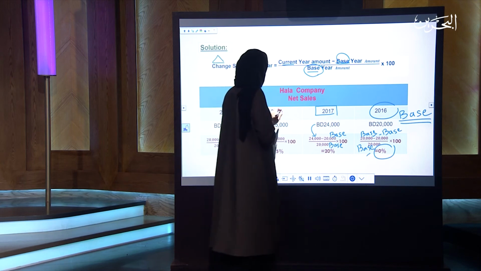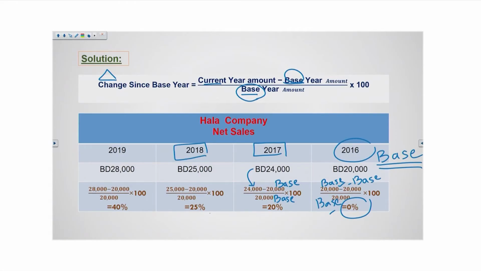In 2018, this is the current year. We have 25,000. We will apply it in the formula. 25,000 minus 20,000, which is the base year, over 20,000, also the base year. Multiply by 100, we will get 25%.